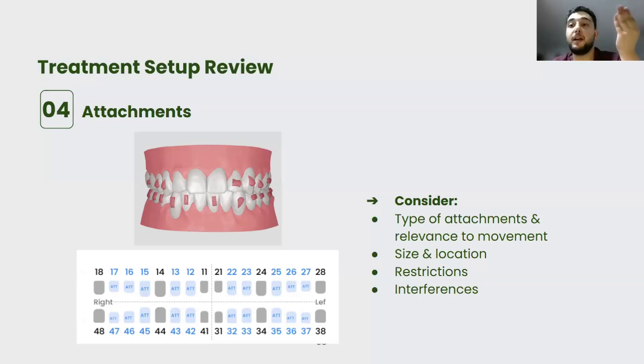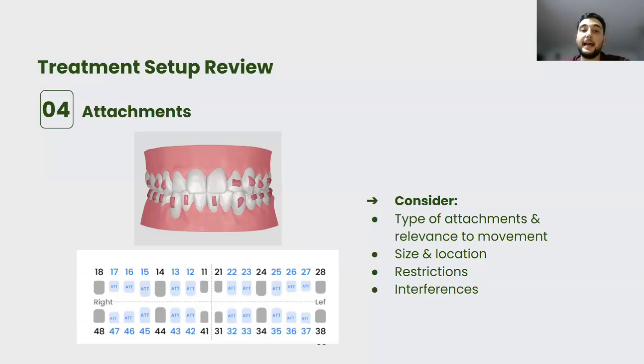Whenever the aligner is loose and not retentive, it's not going to be able to lean on teeth and gain anchorage from them to apply force on the other teeth that are actually moving. So I need to check the number of attachments. I need to check if I have enough retention in each segment. I need to check the type of attachments and if they're relevant to the movement.